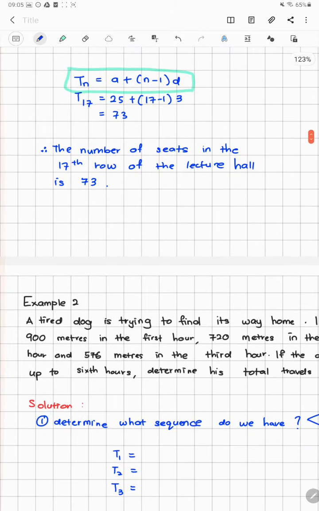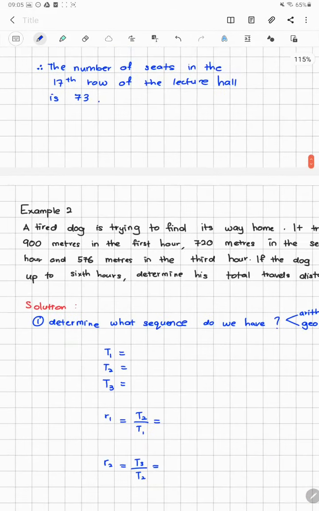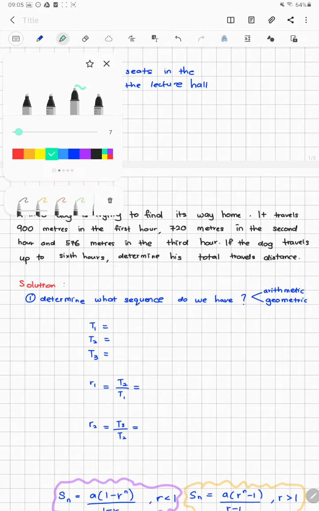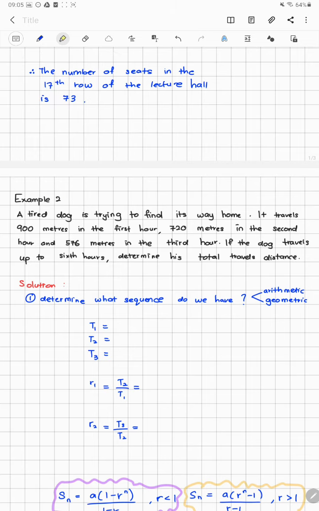Let's go to example 2 and look at the question. A tired dog is trying to find its way home. It traveled 900 meters in the first hour, 720 meters in the second hour, 576 meters in the third hour. If the dog travels up to 6 hours, determine its total travel distance.